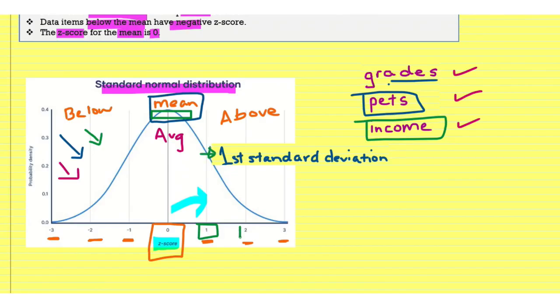And if you have a z-score of 2, that means it is 2 standard deviations above the average. The same thing goes for the negative numbers. This one right here would indicate that it is 1 standard deviation below average, and this one right here would indicate that it is 2 standard deviations below the average.